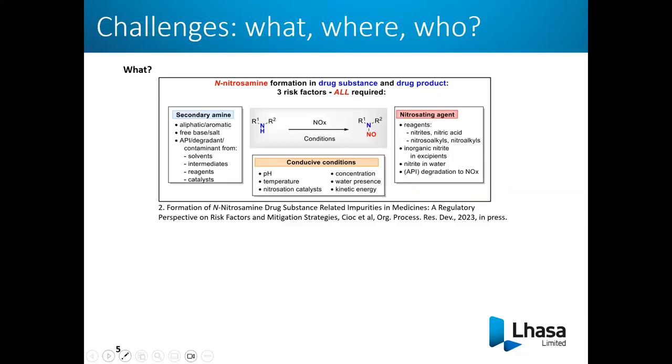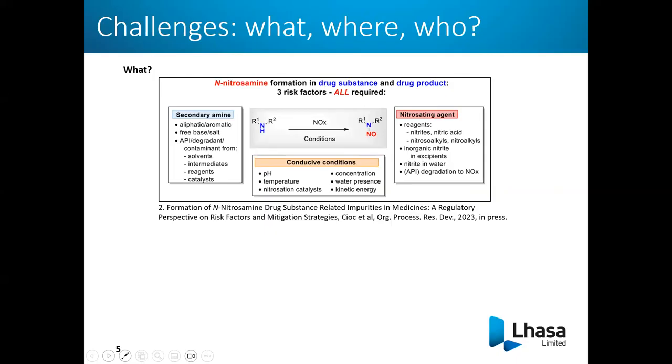But all of that makes for quite a problematic and challenging picture for all industries associated with drug discovery and the drug development pipeline, as well as regulators. So what poses the challenges associated with nitrosamine formation? Well, I think it's been summarised quite nicely in this figure from another OPRD publication. There are 3 risk factors, and all are required.